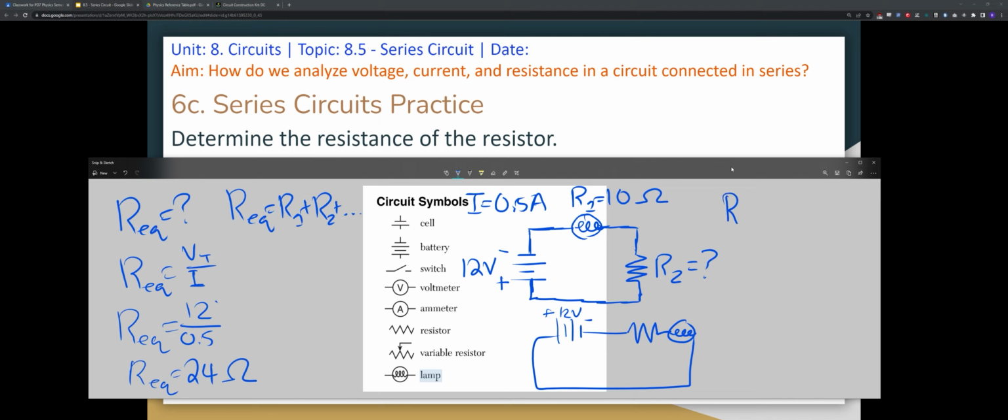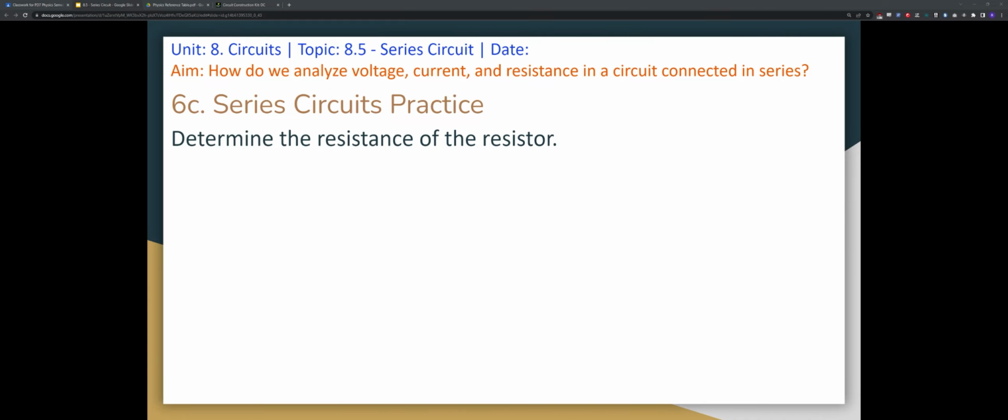But again, we know that in a series circuit, my total resistance is equal to all my individual resistances combined. And we have my total resistance, which is 24. And we know the resistance of resistor 1, this lamp, is 10. So if we subtract 10 on both sides, now we get 14 ohms is equal to R2. And that's the resistance across the resistor.